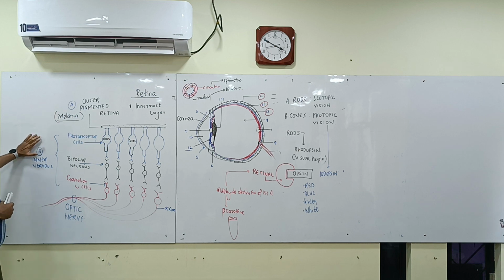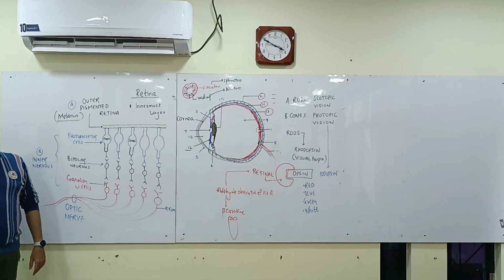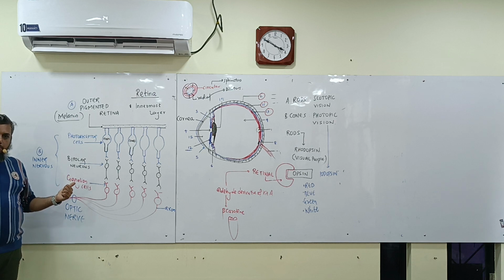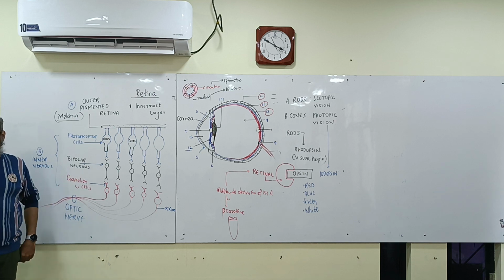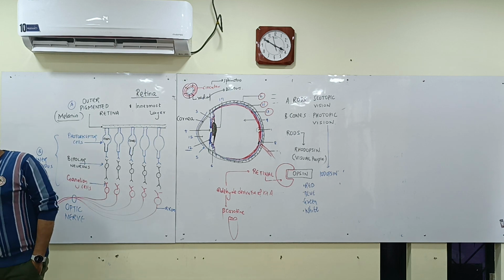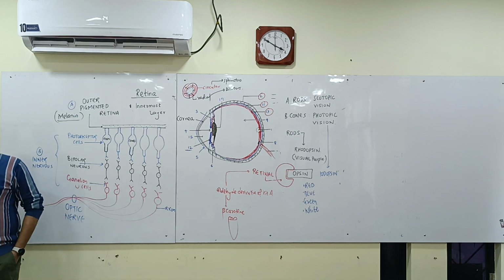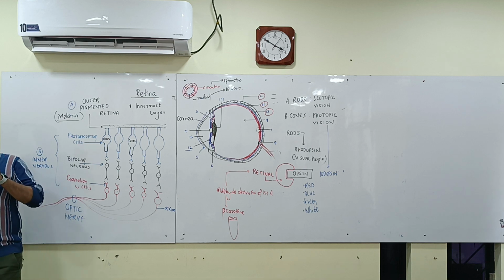The inner nervous retina further made up of how many layers? 3 layers. What are the 3 layers? Photoreceptor cells, bipolar neurons, and ganglion cells. Photoreceptor cells are rods and cones. Who are more in number? Who are more light sensitive? Rods. Even in little bit of light, they'll give you vision. But will they be able to show you colors? No. That is the function of cones.